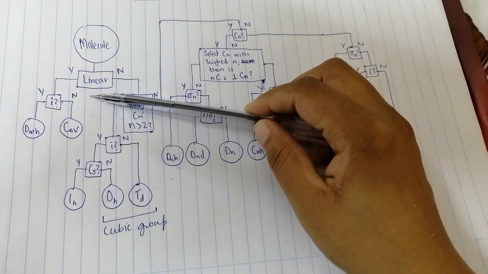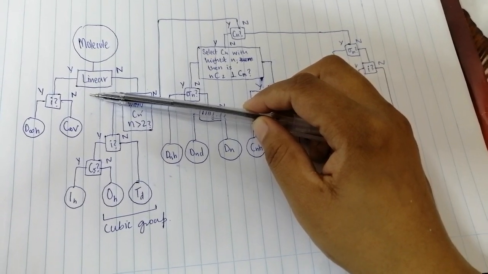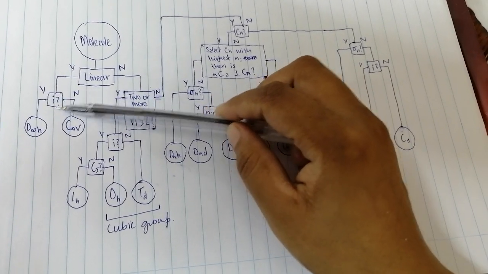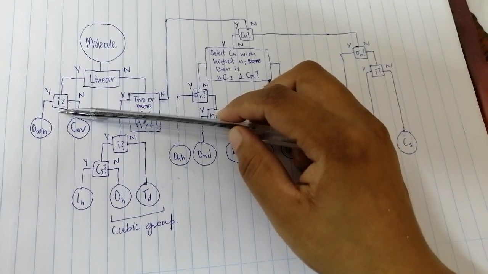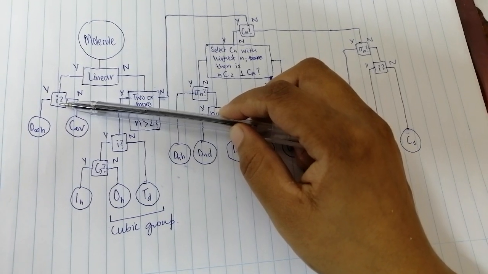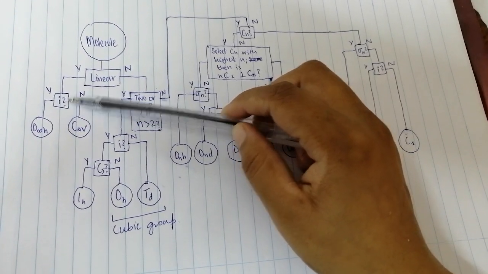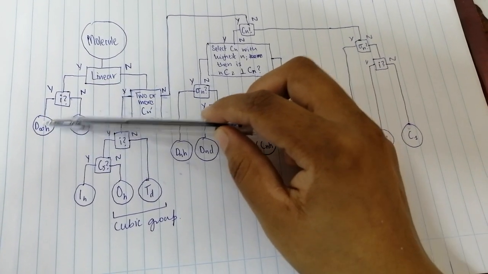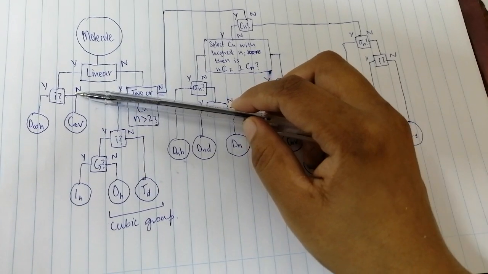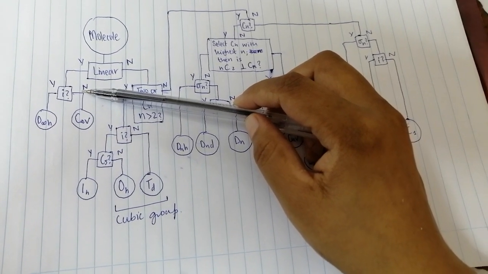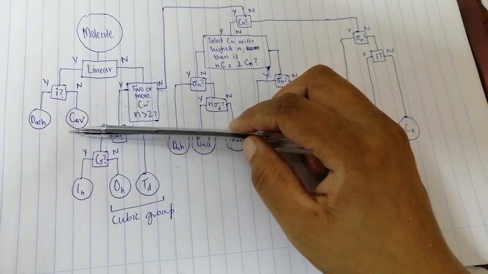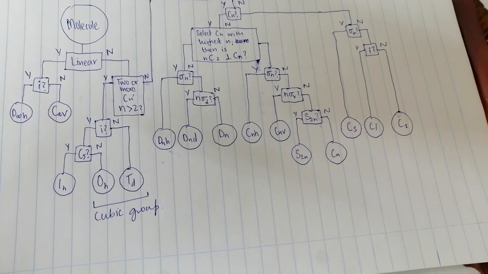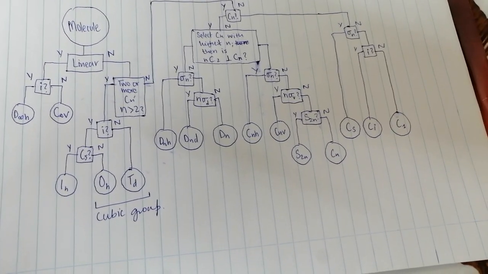If it is linear, such as in the case of diatomic molecules or carbon dioxide, then we ask whether that molecule has an inversion center. If the molecule does have an inversion center, as in the case of dinitrogen, we would classify this molecule as a D infinity h molecule. If the molecule does not have an inversion center, such as in the case of CO, we would classify the molecule as C infinity v.